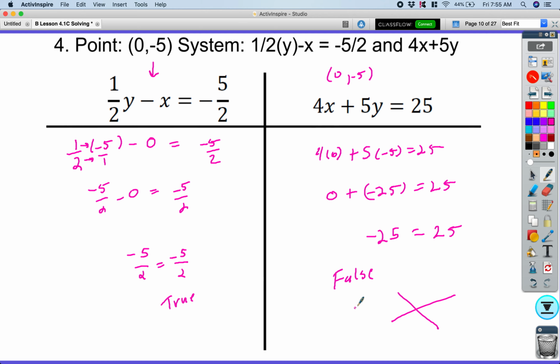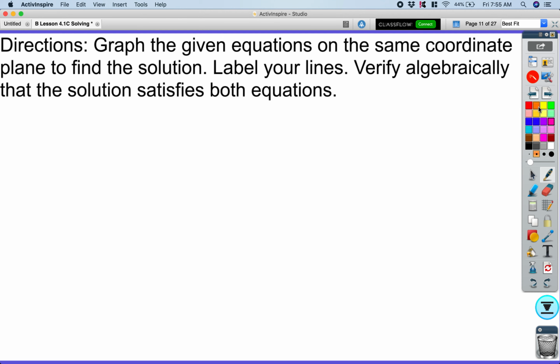Essentially, since it's true on one and false on the other, there'd be a point on one of the lines, but not the second. So this line right here, the point is not located on there, therefore it cannot be the solution to the system.